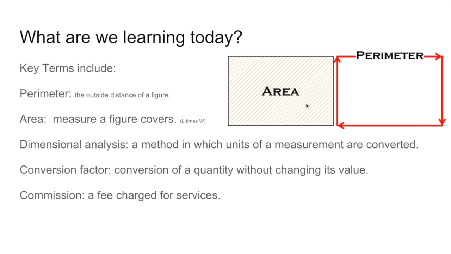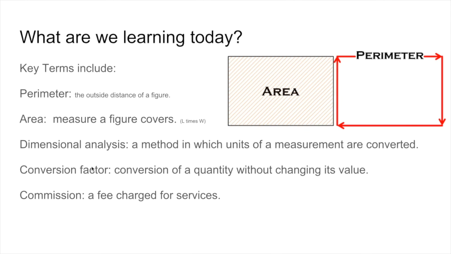And all right, so now to the key terms that you might have not known, or you could have known. For example here, dimensional analysis, something that you might have learned in chemistry if you're a part of it. That basically is a method in which units of a measurement are converted. So let's say inches to centimeters and stuff like that.